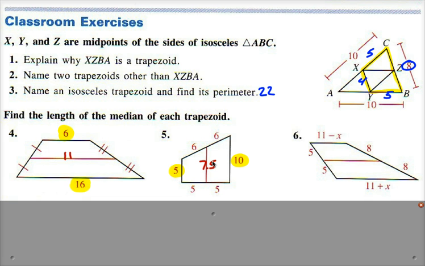16, looking for the bases. One of the bases is 11 minus x. The other one is 11 plus x. So adding them up and dividing by 2. Well, if I add them up, the minus x and plus x cancel each other out. So I'm just left with 11 plus 11, which is 22. And 22 divided by 2 is 11.